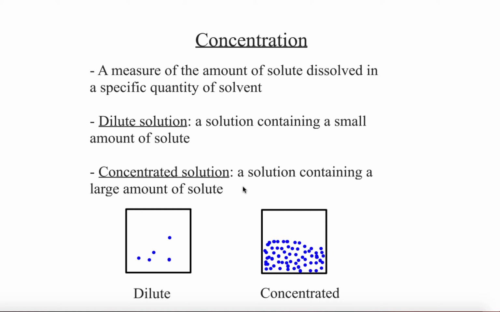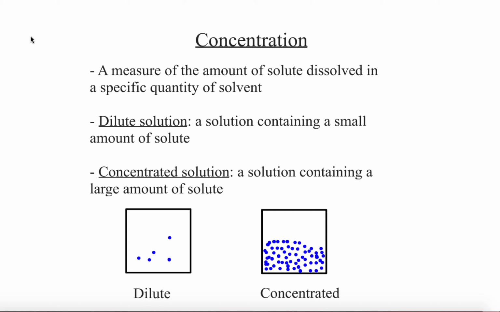contains a large amount. So for a solution in which there's a lot less solute compared to solvent, we consider it to be dilute. This is the equivalent of saying that something's watered down because there's too much water and not enough of whatever else is supposed to be in there. While a concentrated one has much more solute than a dilute solution. If you take a look at these two diagrams, you can see that the concentrated solution has a lot more of those solute particles in there compared to the dilute one.